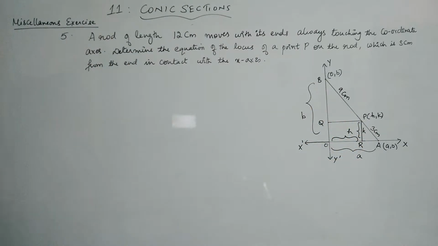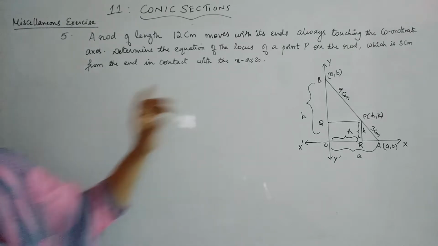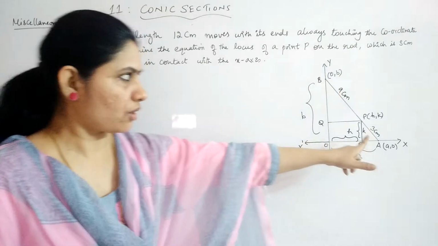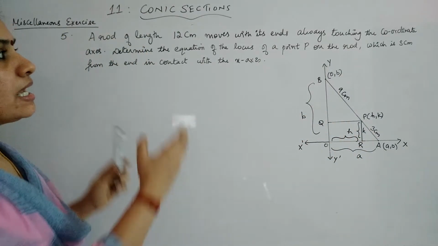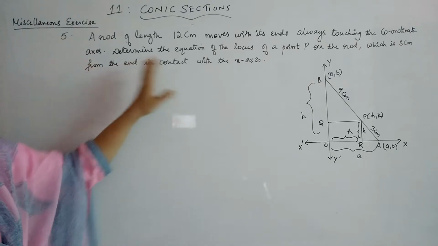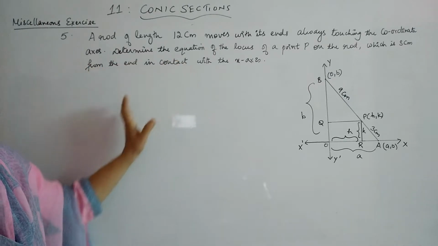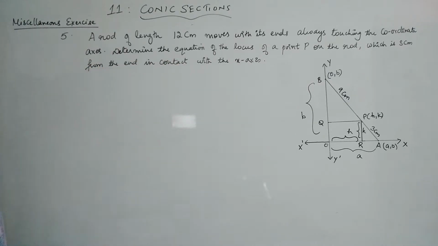Determine the equation of the locus of a point P on the rod. So we have taken P as a point on the rod, and we have to find out the locus of this point. What do you mean by locus of this point? That is, if this point is satisfying the given condition, what will be the structure or the section which you are getting? That path you have to find out, which shape it is of.